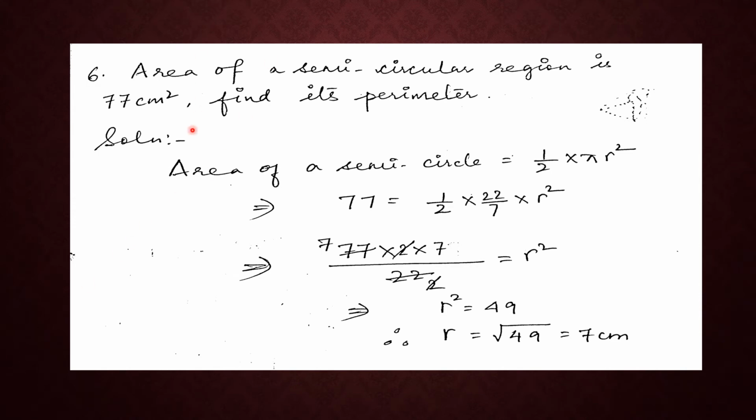Next, let us see question number 6. The area of a semicircular region is 77 centimeter square. We have to find its perimeter. So the area of a semicircle is half into pi r square, and it is given to us that the area of the semicircle is 77. So that will be equal to half into pi into r square. Solving this, we can find the value of the radius, that comes to root over 49, which is 7 centimeter.